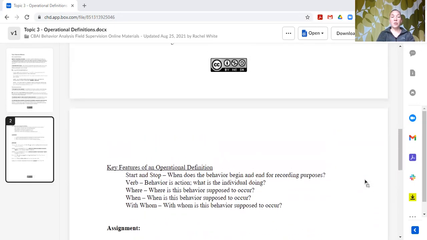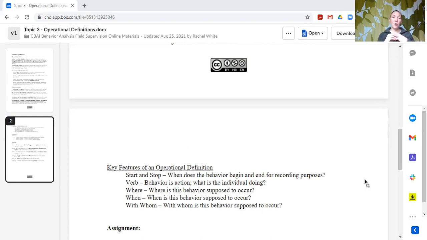So, key features of an operational definition. These are the pieces that I find most helpful to think through and make sure you have included. There needs to be a verb. It's an action. What is the person saying? What are they doing? What does it look like? How do I know that something is happening? What am I observing? What are the verbs that the individual is engaging in?